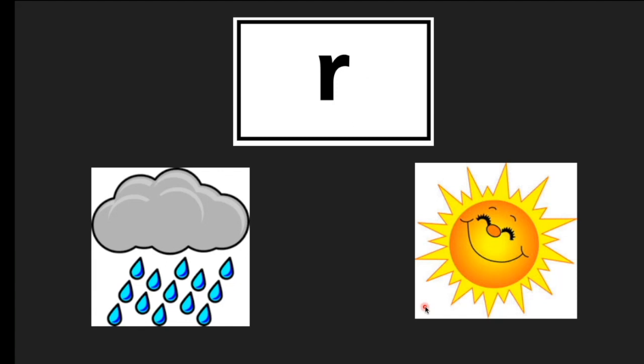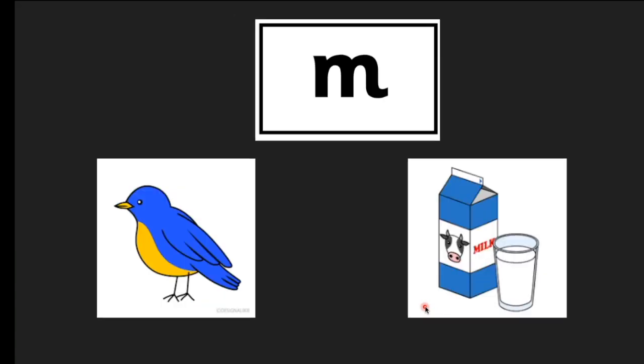Now, let's try to listen to the sounds the word sun has. S-a-n. S-a-n. Sun. Do you hear the r sound from the word sun? No, the word sun doesn't have an r sound. Well done, everyone. Now, the next letter sound that we have here is m. Again, m.